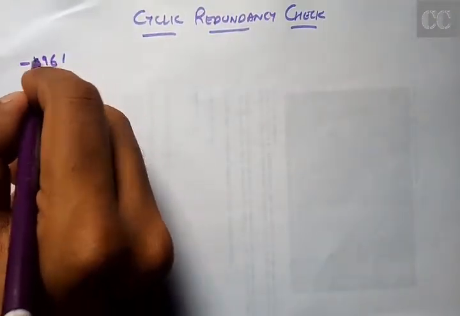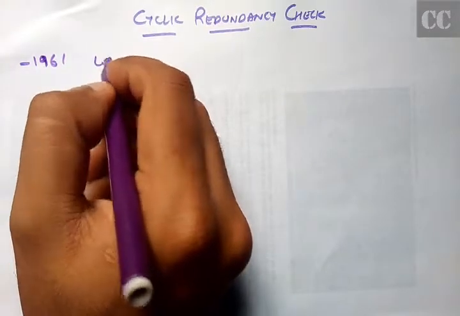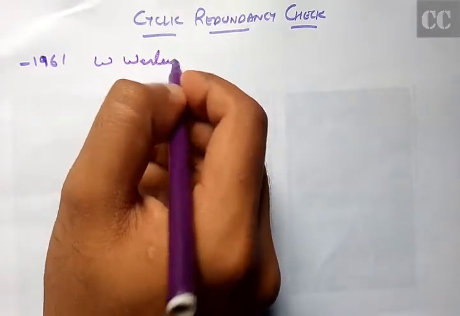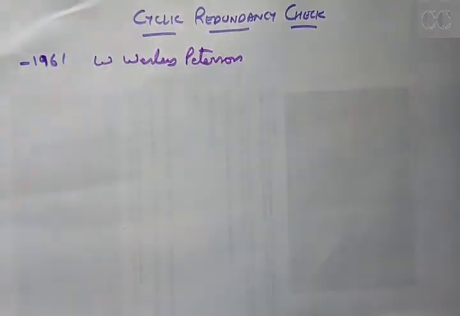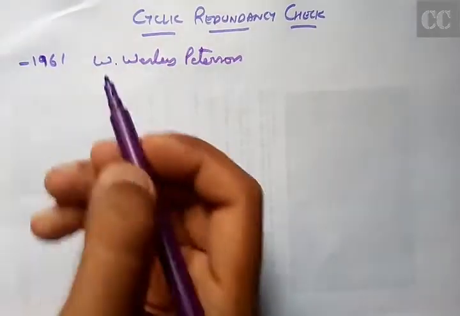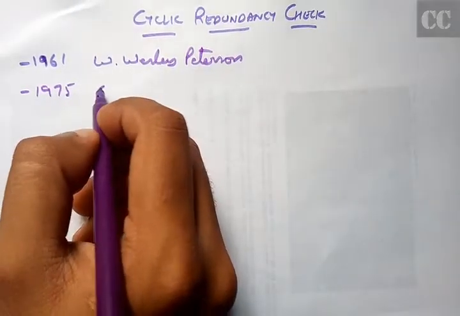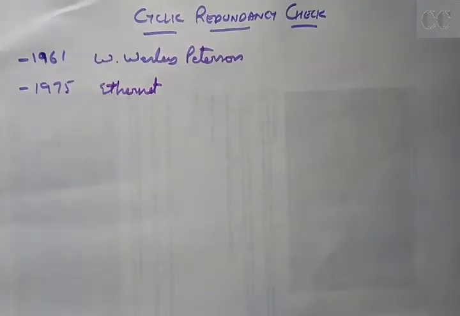It was developed in 1961 by a scientist called W. Wesley Peterson. Though it was developed in '61, it was not until '75 that it was used in Ethernet. Ethernet, we all know, is basic LAN connectivity. So in Ethernet it was implemented in 1975.